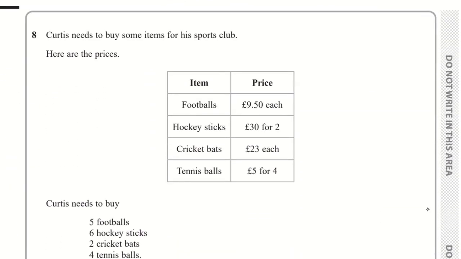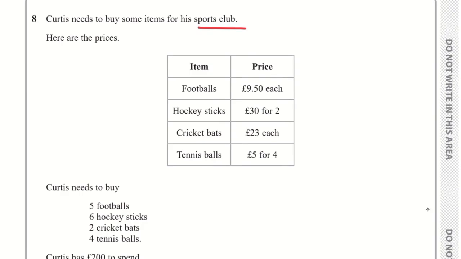Number 8 says Curtis needs to buy some items for his sports club. Here are the prices. Item and price. Footballs, £9.50 each. Hockey sticks, £30 for 2. Cricket bat, £23 each. Tennis balls, £5 for 4. Curtis needs to buy 5 footballs. But we're told that one football costs £9.50. Now, if you have to buy 5 footballs, you have to multiply this by 5.